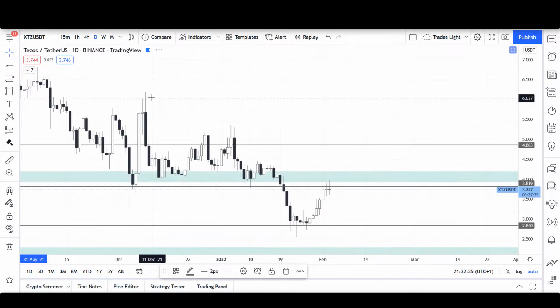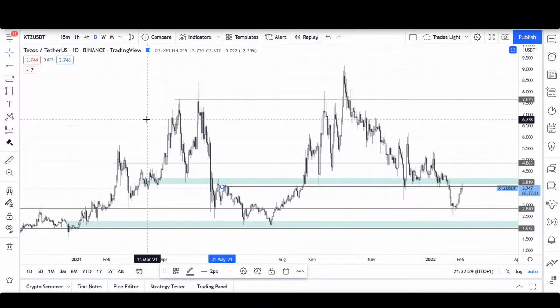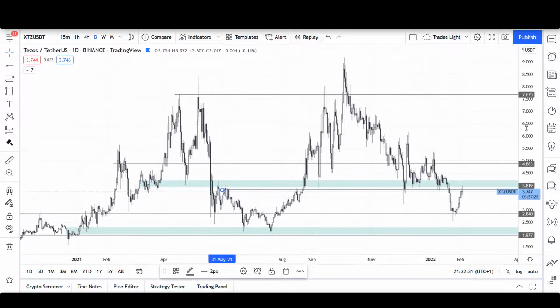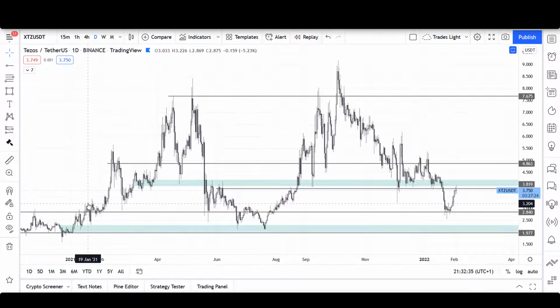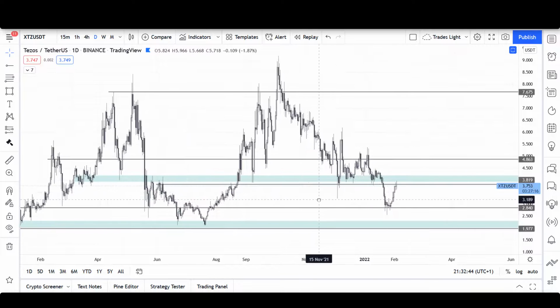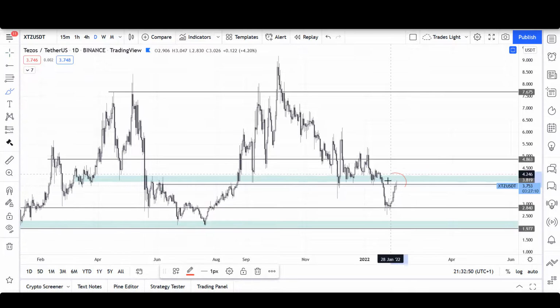Let's go to the daily. And if I drew my levels properly, then on the daily the price action should actually follow these levels quite nicely, and as you can see it does. So for now this is looking good as a level of resistance right here.